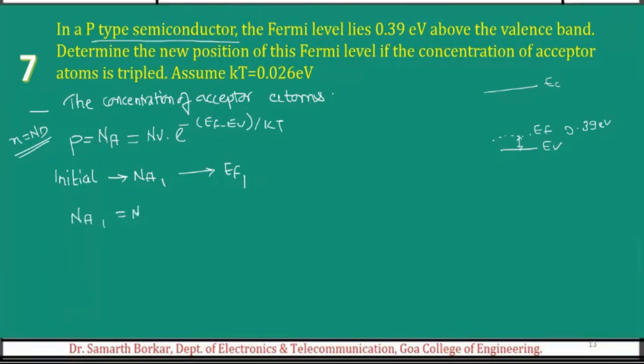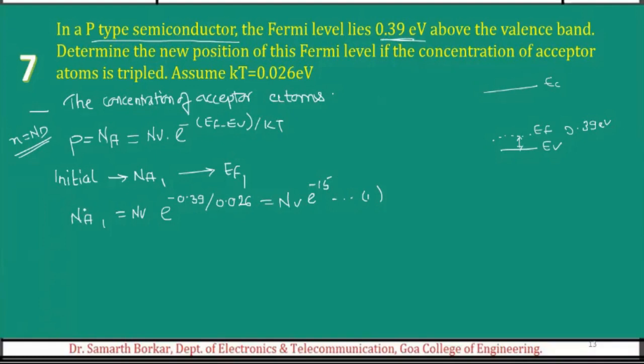Na1 equals NV e raised to minus of the difference EF minus EV, which is 0.39, divided by 0.026. How we arrive at this value we'll discuss later, in the next class. So this is NV e raised to minus 15. Mark this as expression 1. How did I get this 0.39? It is the difference EF minus EV, clearly given in the problem statement itself.